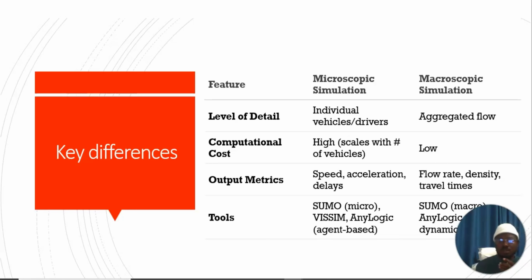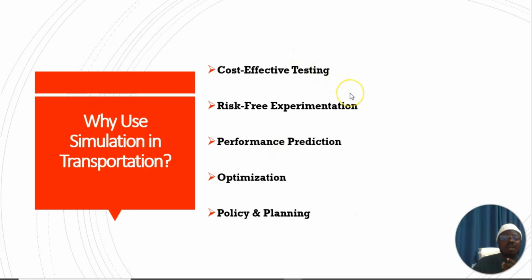And some of the tools we already explained before now. Under microscopic, we know we can make use of SUMO, which can also be used in macroscopic. We have VISSIM, which is strictly microscopic. We have Anylogic, which is agent based. But under macroscopic, we have Anylogic, which is system dynamics. So these are some of the key differences between microscopic and macroscopic simulation.